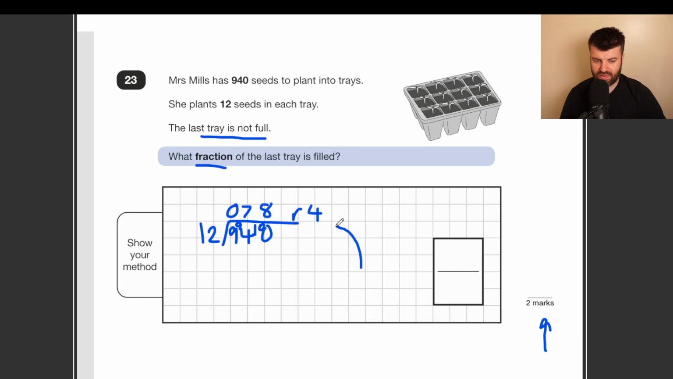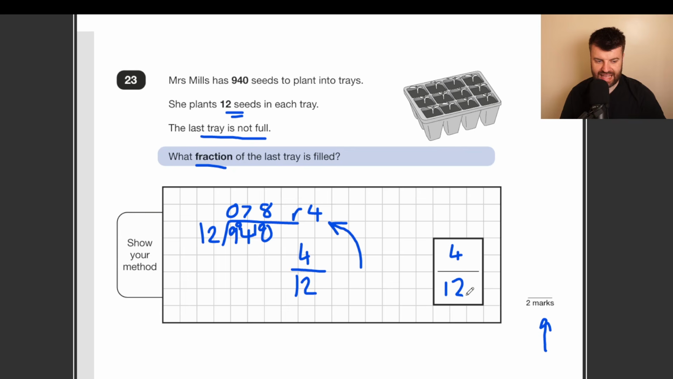And now what we need to do, you can't just stop there. We can't just put 4. That's wrong. Because there are 4 seeds left over. That's what that remainder means. But we need to know what fraction of the tray is filled. So in the last tray, she puts those 4 seeds. Out of how many spaces in total? Well, we're told there are 12 seeds in each tray. 4 out of 12. That's the answer.